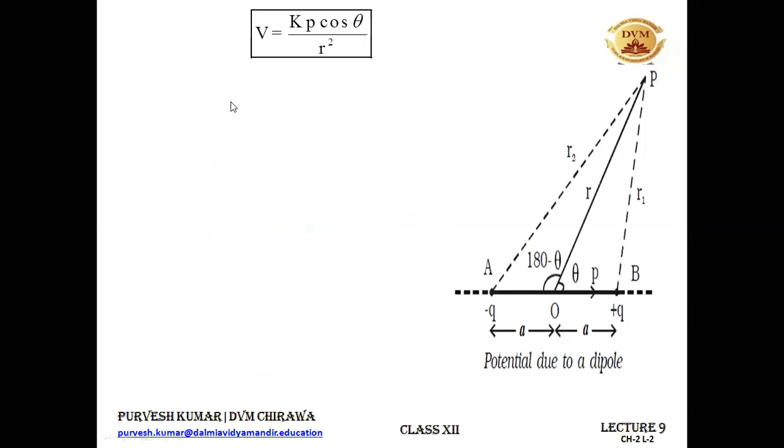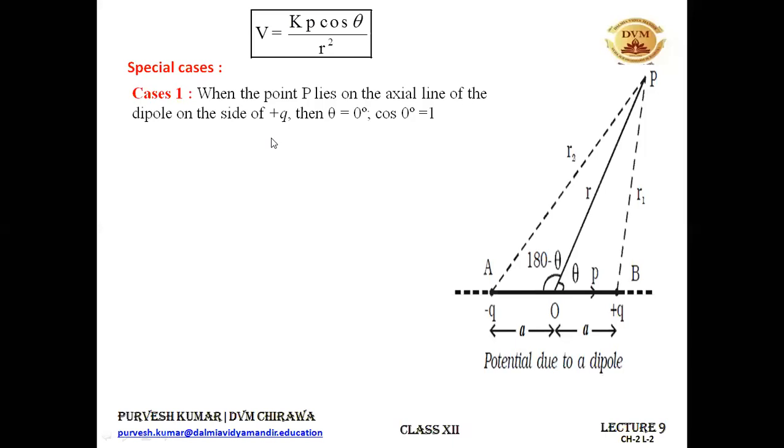So this was the expression that we have obtained: V is equal to Kp cos theta upon r square, the final expression at any general point P, which is at a distance r from the center of the dipole. Now, special cases. Case 1. When the point P lies on the axial line of the dipole on the side of plus q charge, then theta is equal to 0 degree.